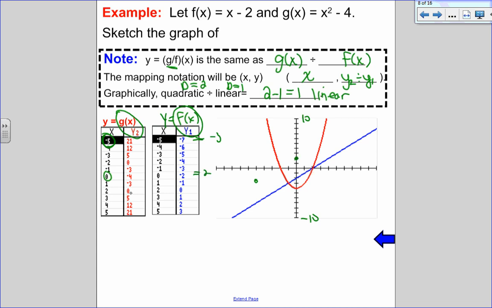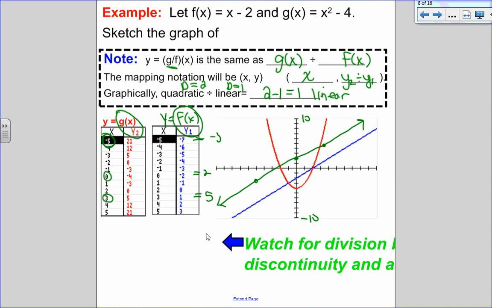And let's just do one more. We'll do, for example, when x is 3, 5 divided by 1 is 5. So I'm going to go up 1, 2, 3, 4, 5, and then over 3. So right about there. Just as a rough sketch, it looks like I'm going to have a line like that.